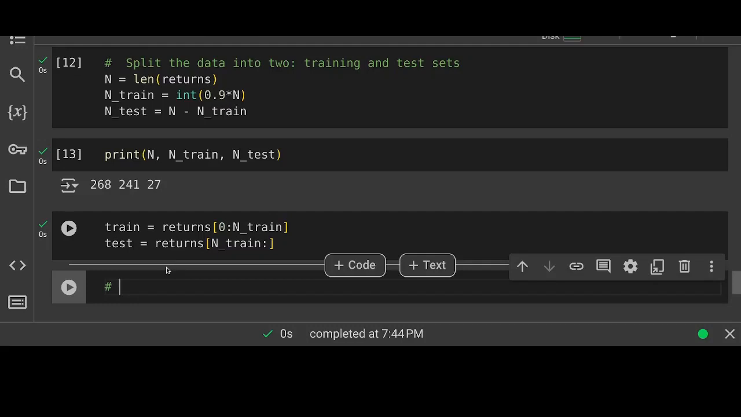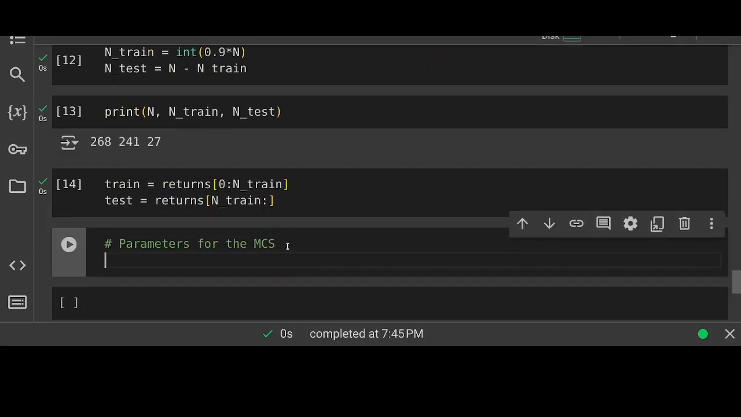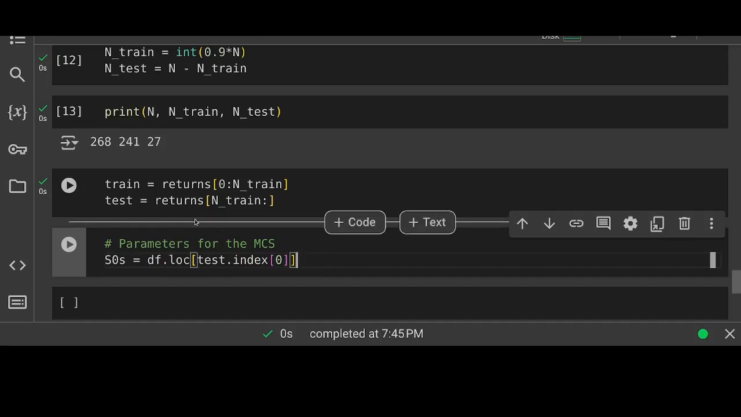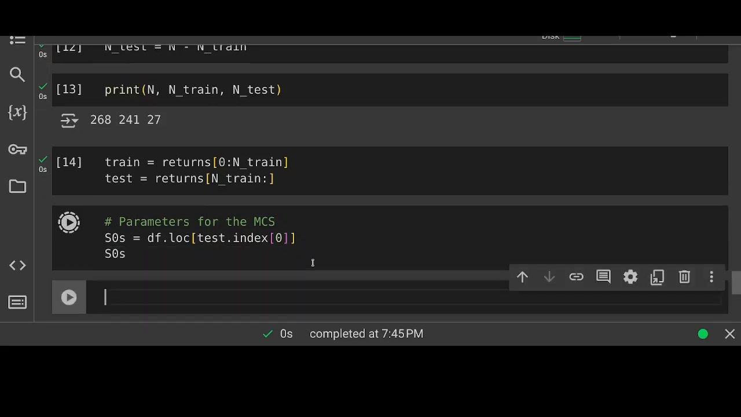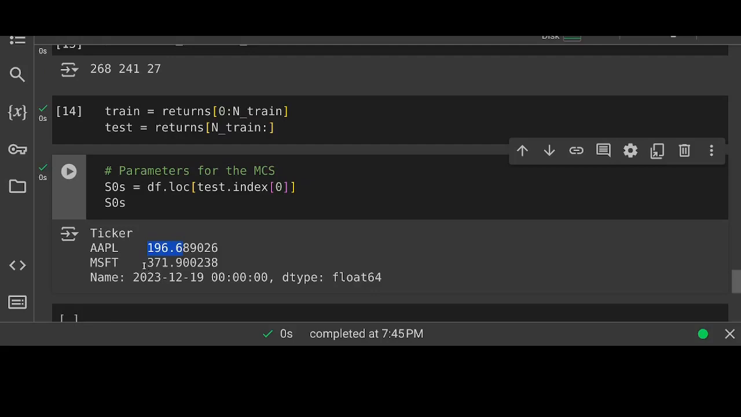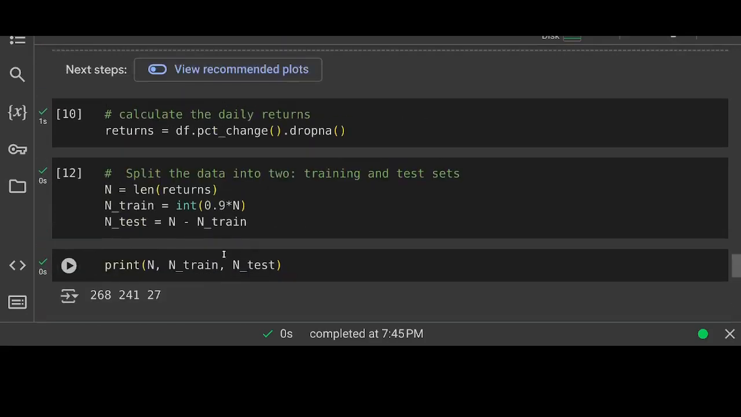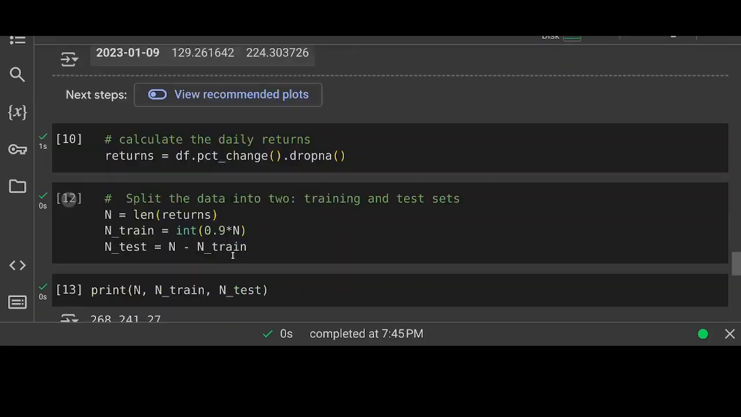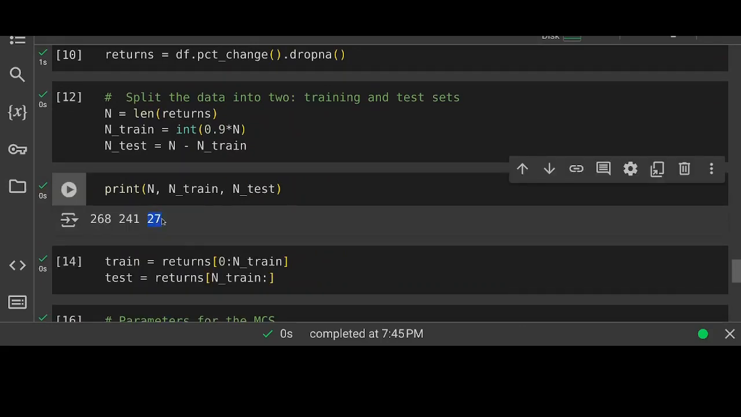Now the parameters for the Monte Carlo simulation. Here, first the initial price S0 is equal to df.loc of the test dot index, that means the first entry from the index will be the initial price for the simulation. Okay, so let's observe what S naught is. Therefore the initial prices are 196 and 371. That means we split the data into two, the first element for these days, and the remaining 27 days.